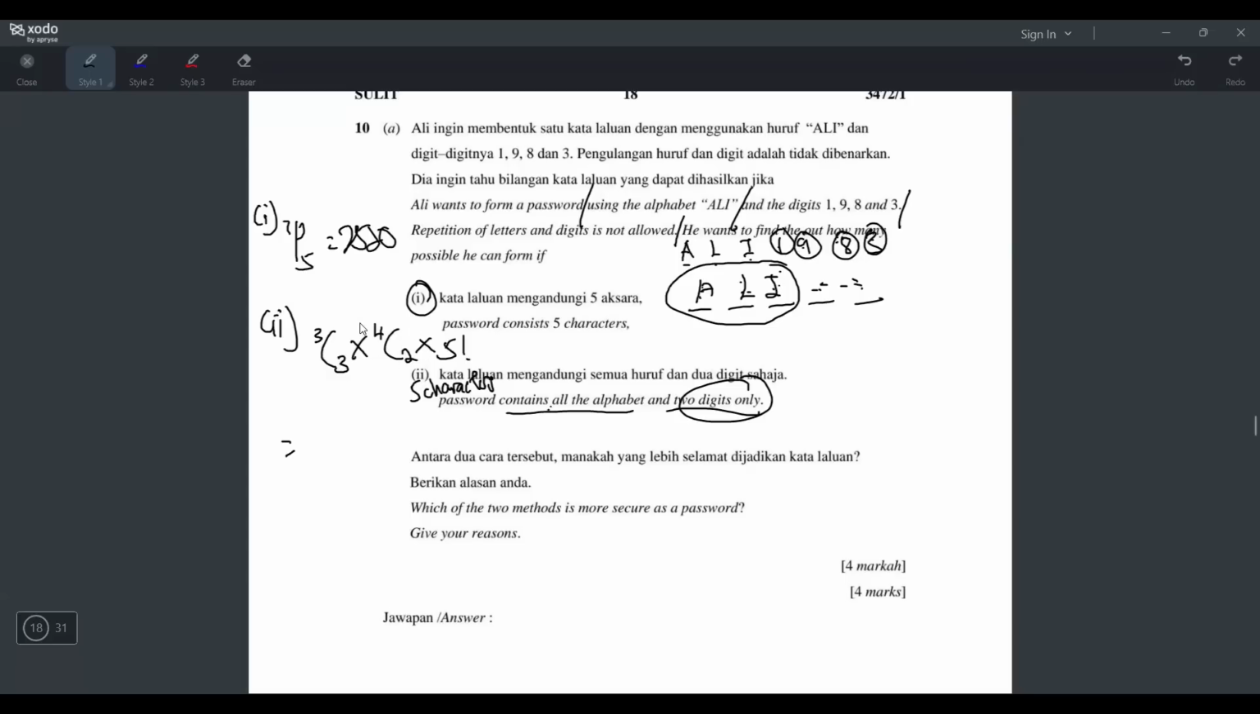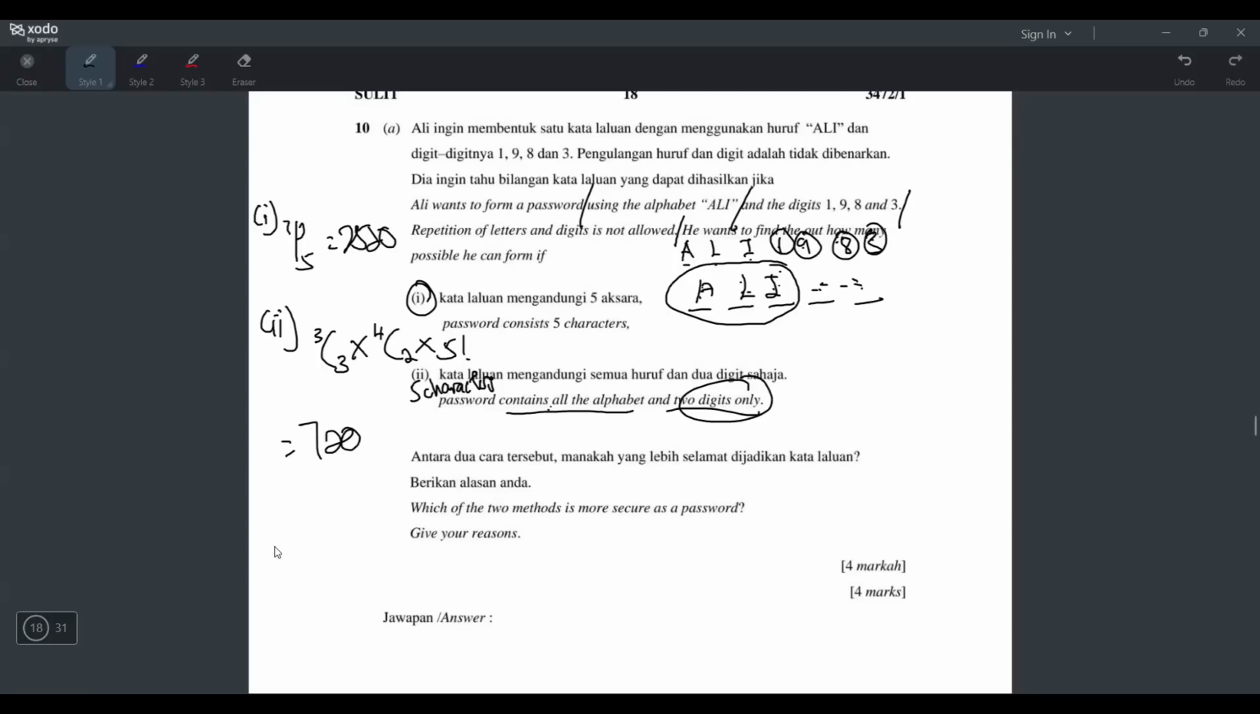Okay, now if I press this, I will get the answer. Let me press times 4C2. My calculator gives me 720. So that's the answer. Now they ask which of the two methods is more secure as a password. Give your reason.